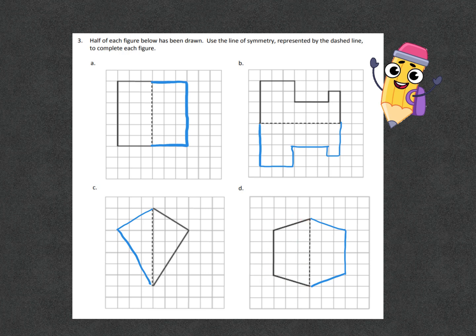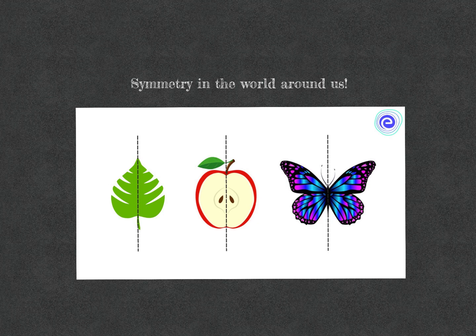Here you can see a few examples of symmetry in the world around us. We have a leaf, an apple, and a butterfly.